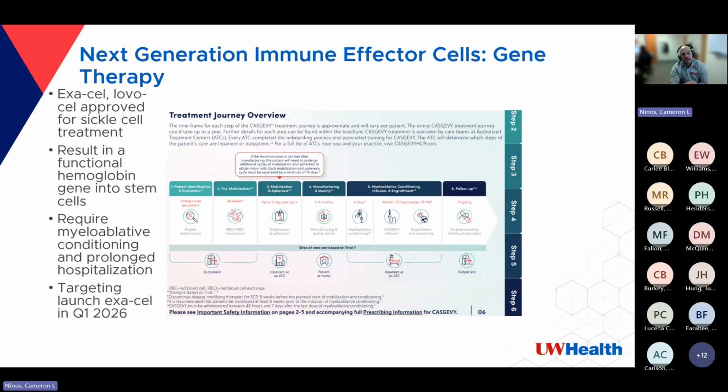Just a brief sample of other next-gen immune effector cells we're onboarding. So gene therapy, Exocel and Lovacell are approved for sickle cell. These in different ways result in a functional hemoglobin gene for stem cells. They do require myeloablative conditioning with busulfan and a prolonged hospitalization afterwards. And so institutionally, we're hoping to onboard Exocel in the first part of next year.